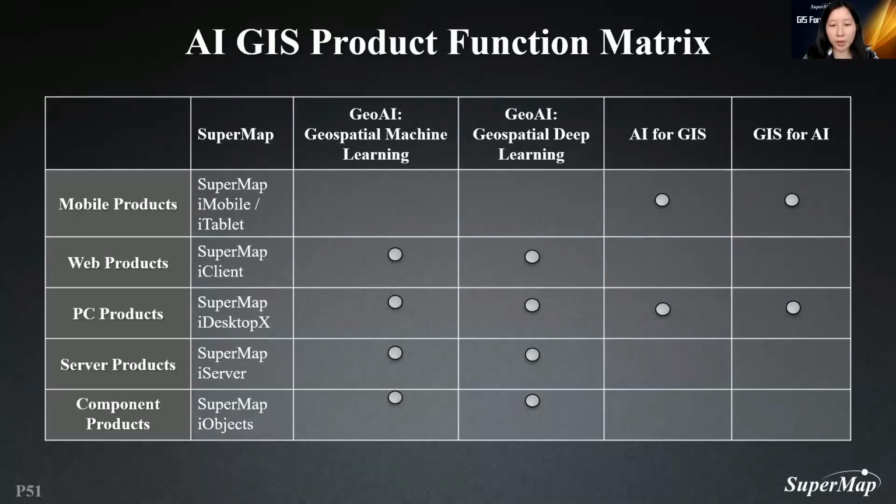For example, if you want to use GeoAI function, you can choose SuperMap iObjects, SuperMap iServer, SuperMap iDesktop X, or SuperMap iClient. And if you want to use AI for GIS or GIS for AI, you can choose SuperMap iMobile or SuperMap iTablet or SuperMap iDesktop X.